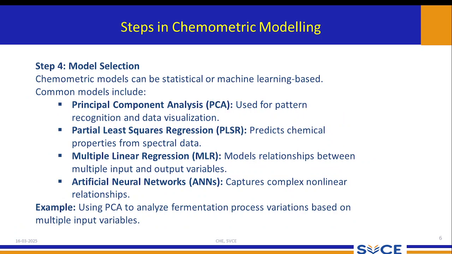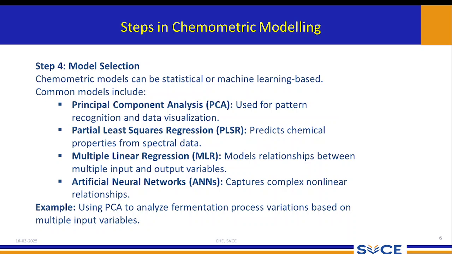Coming to the fourth point, chemometric modeling. Chemometric models can be statistical or machine learning based. It need not necessarily be a statistical mathematical thing, it can also be machine learning. Principal component analysis, partial least square regression, multiple linear regression, and artificial neural networks are used in regression analysis, which is available in statistical methods and also in machine learning like artificial neural networks. This will help you identify which model to select.